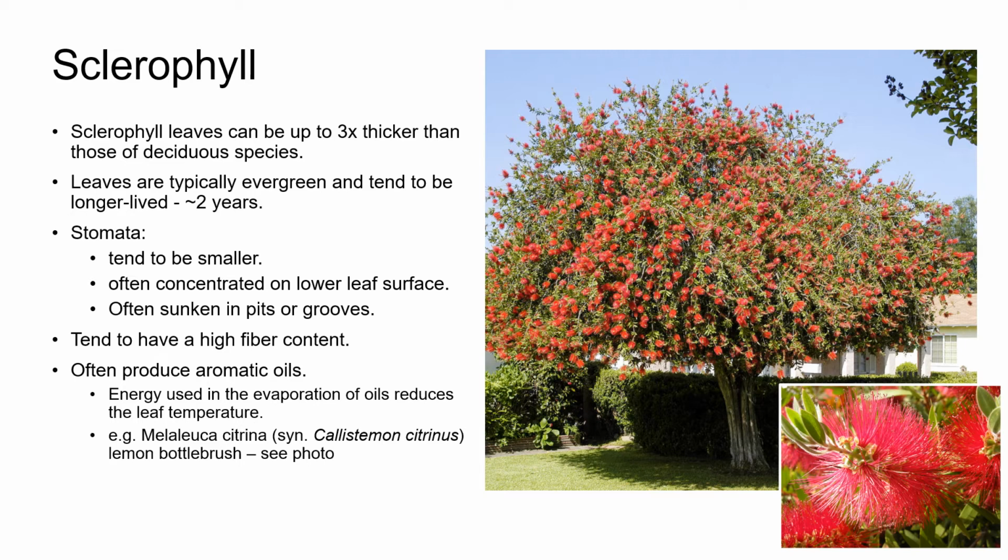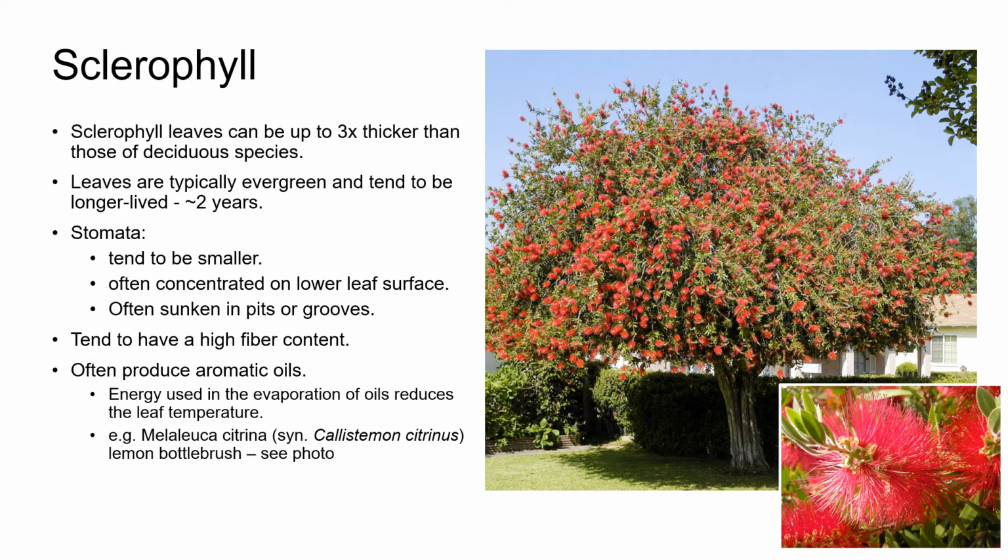The leaves tend to have a high fiber content and often produce aromatic oils. And the evaporative heat loss when these oils volatilize reduces the leaf temperature and therefore water loss. Examples of sclerophyll plants with aromatic leaves are lemon bottlebrush, which is pictured here on the right, and eucalyptus.